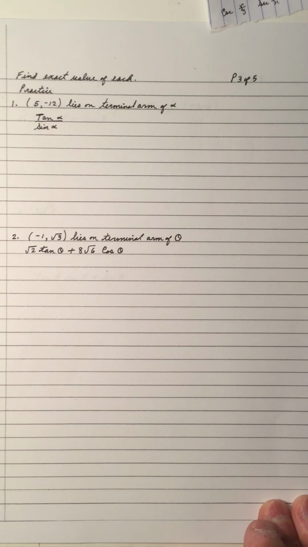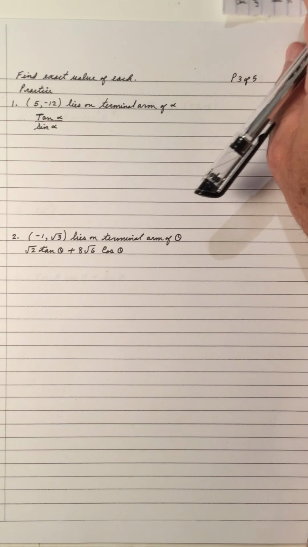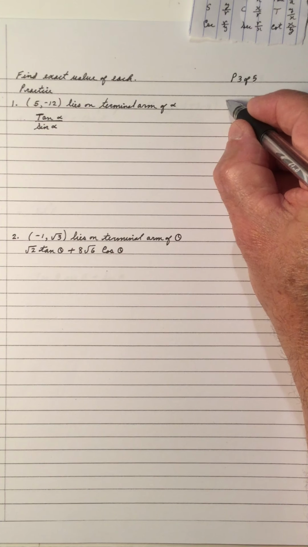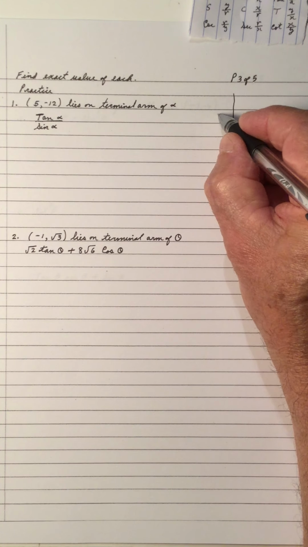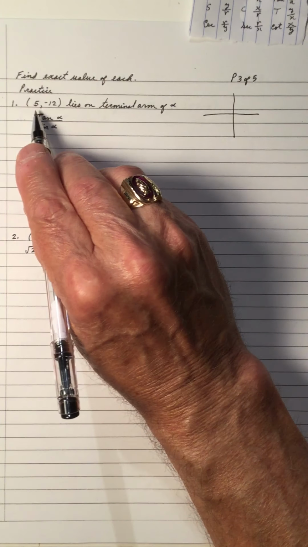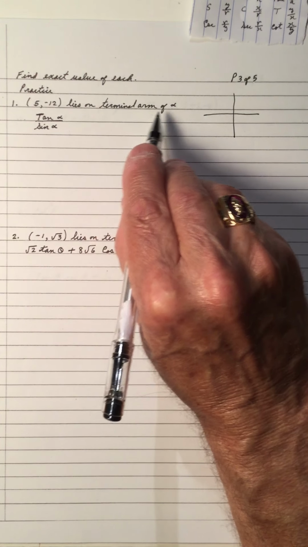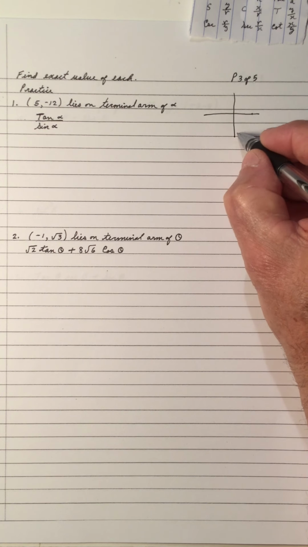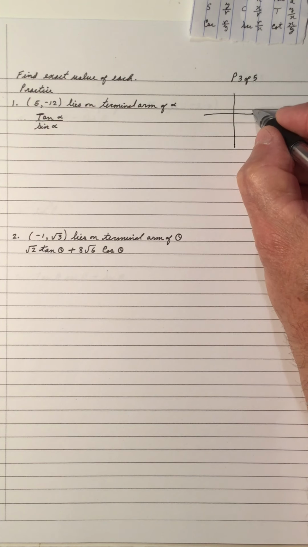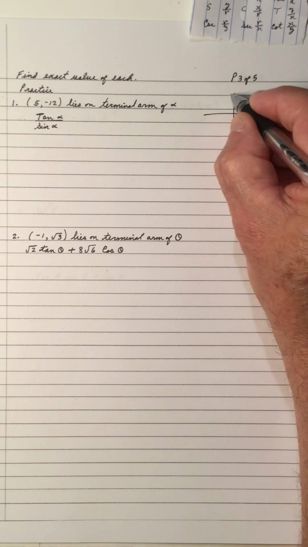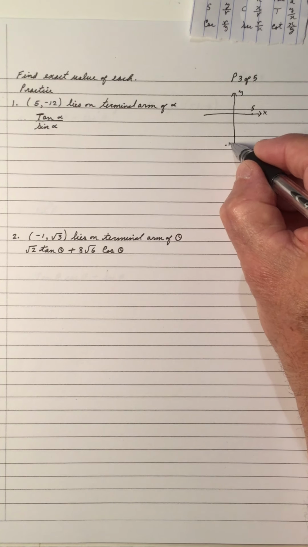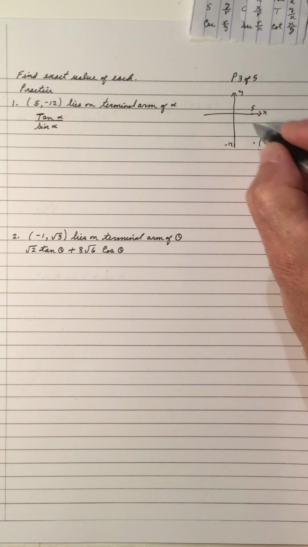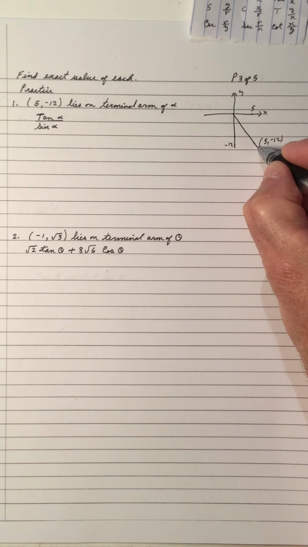Okay, let's try some more practice this time. And again, I have this sheet here, but I always need to draw the diagram. Diagram is very important in setting it up. The point 5, negative 12 lies on the terminal arm of alpha. So 5 is here on the x, and negative 12 is down here on the y, so this point is right here. So this is the point 5, negative 12. Terminal arm goes to that point.